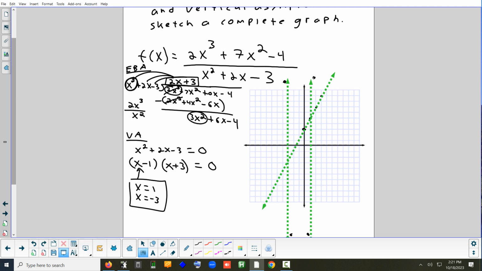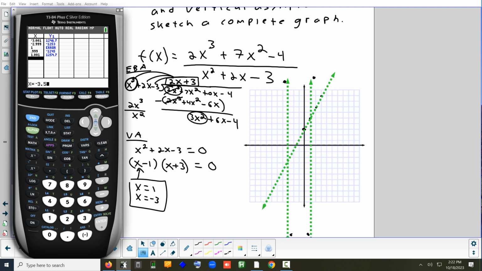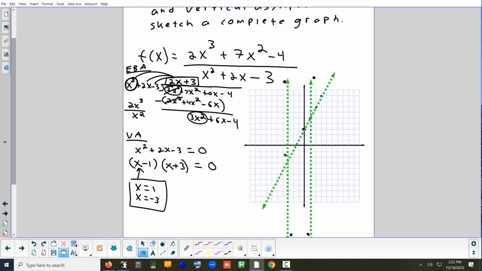All right, so I got a few points that kind of help me. Let's get another point that would be somewhere in this section. What would be another good x value we could pick? Negative 3.5. Yeah, let's try that, because I still don't know what it looks like. Negative 3.5, about negative 1.7, so maybe right about there.